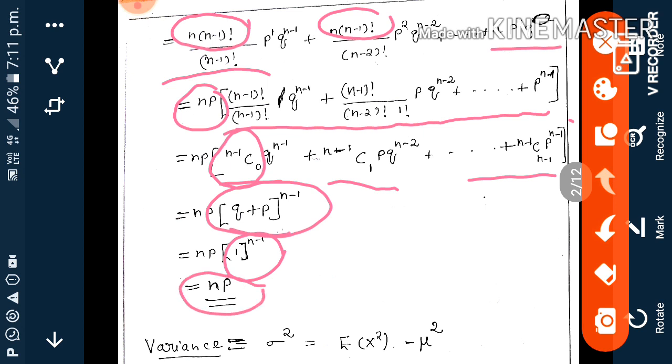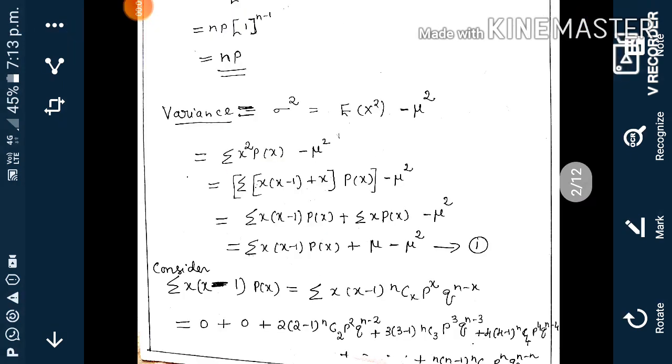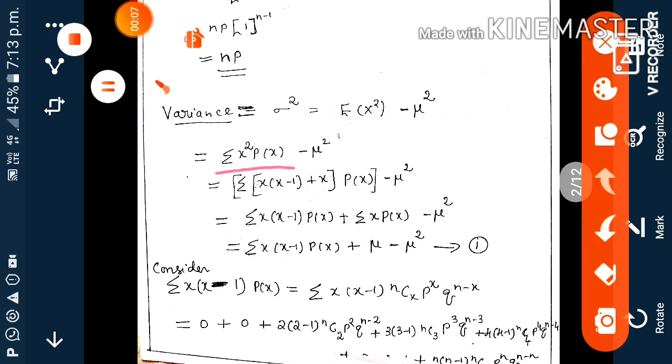Next we will find variance. Variance is equal to sigma square, which is equal to expectation of x square minus mu square. That is the formula: E of x square minus mu square. So what is E of x square? E of x square is summation x square p of x, minus mu square.